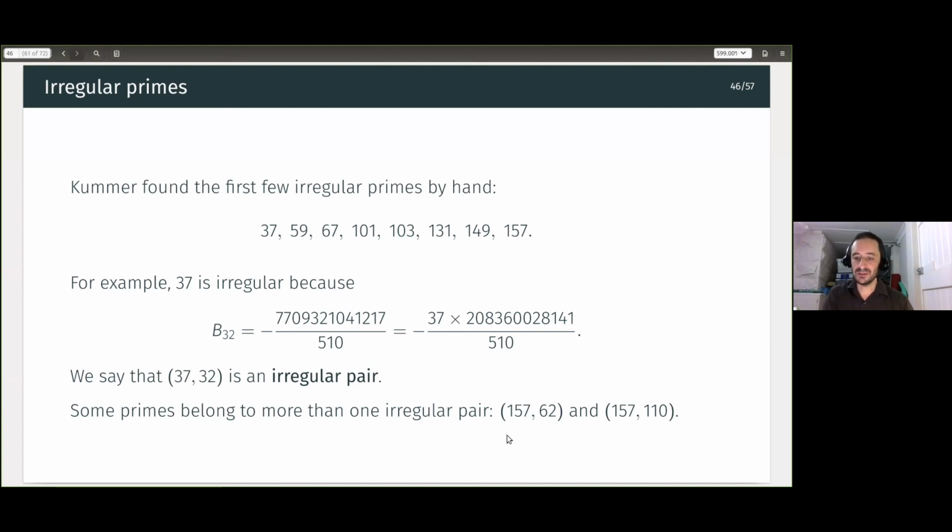So it can happen that one prime can belong to more than one Bernoulli number. So for example, 157 divides the numerator of two Bernoulli numbers, the 62nd one and the 110th one. So that can happen as well. And I'm pretty sure Kummer knew this as well.